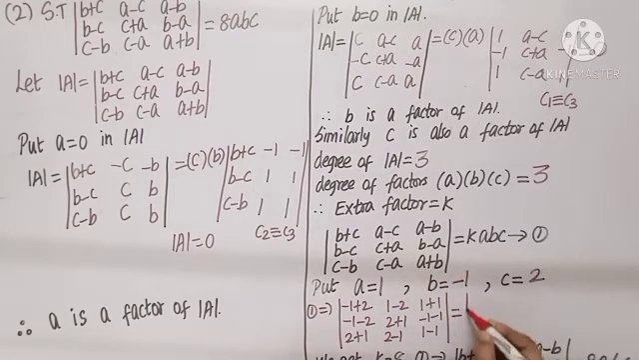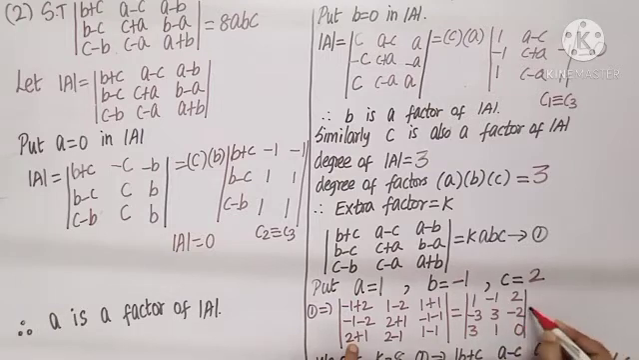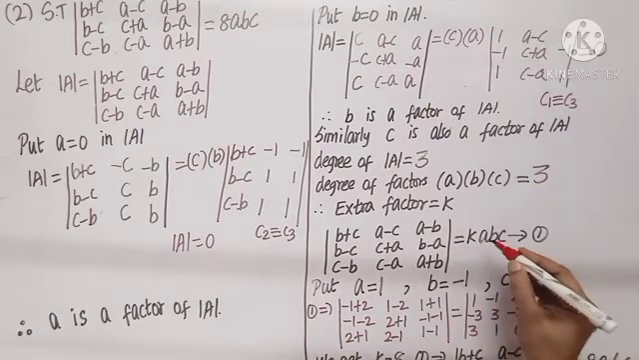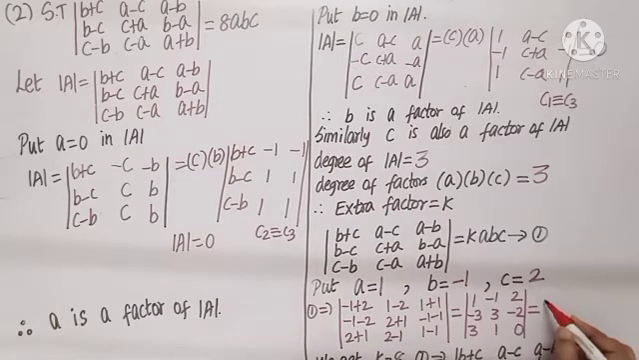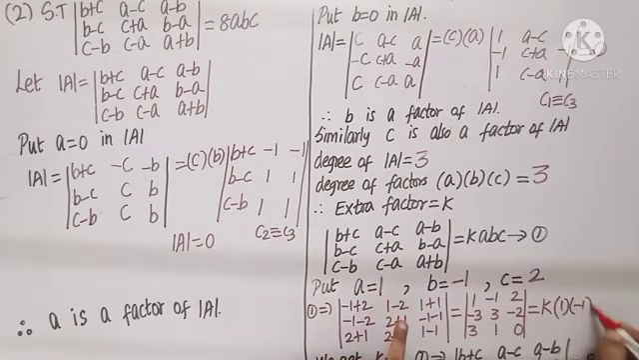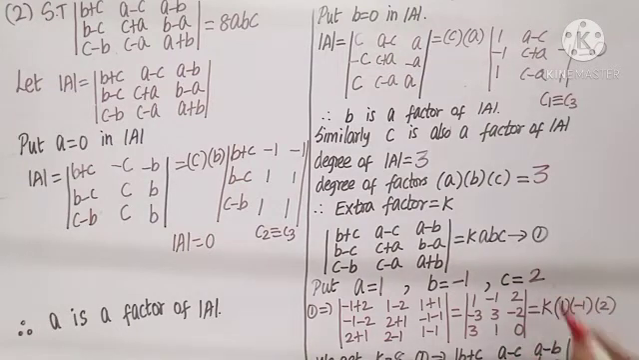As we simplify, it is 1 minus 1, 2. Here I have minus 3, 3 minus 2. Here I have 3, 1, 0. This is equal to K into ABC. K value I don't know. A value 1, B value minus 1, C value 2. If I simplify, what is K value?